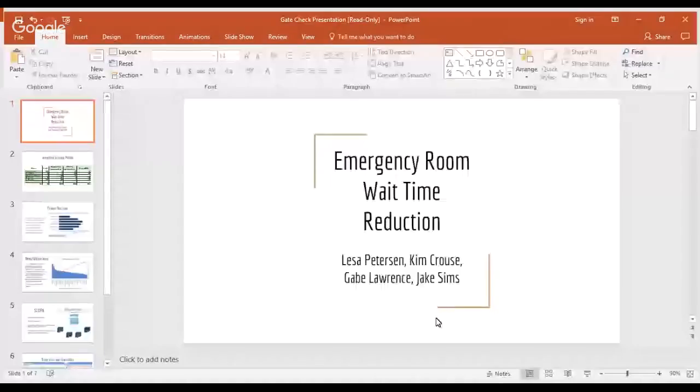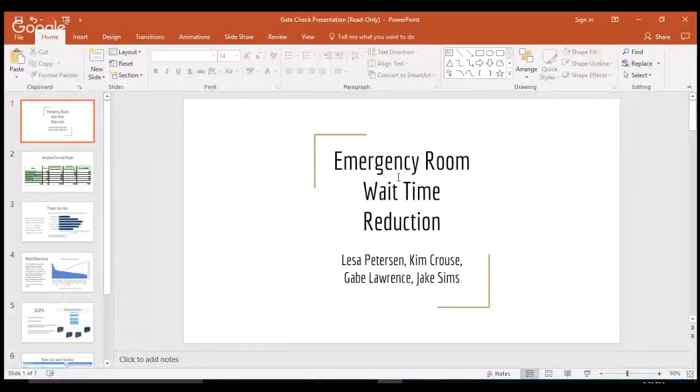My name is Lisa Peterson, and I will be presenting this gate check for Group 5. So we chose emergency room wait time reduction, and these are the members of our group.